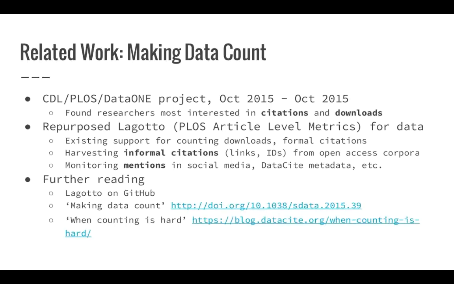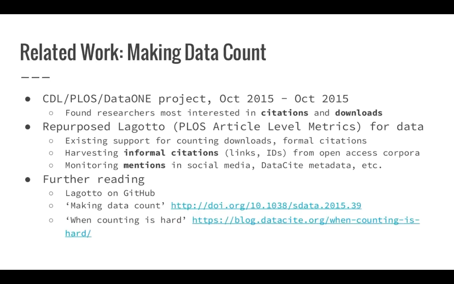That already had support for counting downloads and for tracking formal citations. But in order to adapt this so that it worked as well for data sets, there were some other things they needed to do, partly because there's quite a low level of formal data citations for data sets within the published literature, and it's more often the case that data is cited informally by a statement of data availability, or a data access statement, or some mention of an identifier in an acknowledgement section.